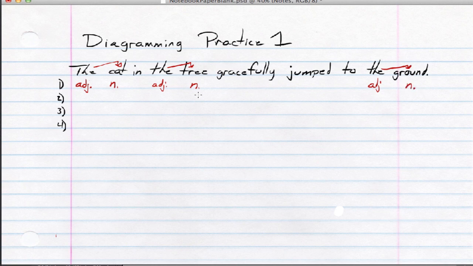All right, so now I'm looking for a verb. I got to have a verb. Here it is. Any words that describe this verb? Yes, gracefully. That's going to be an adverb. All right, now I'm left with in and to. In is talking about the cat, showing the relationship between the cat and the tree. To is showing the relationship between jumped and the ground.